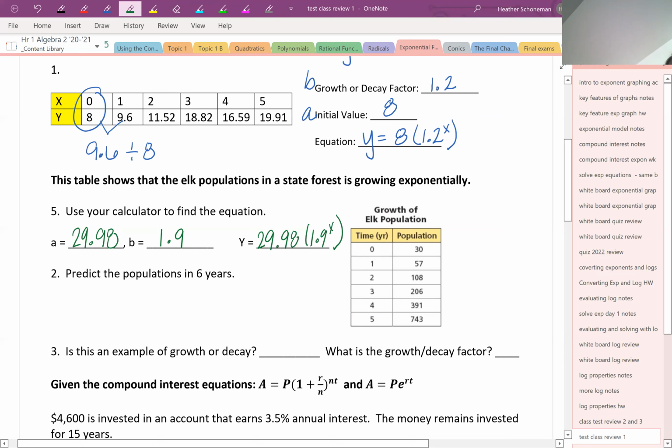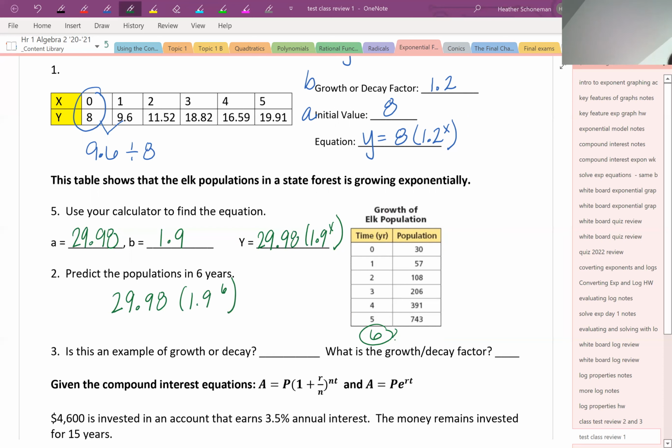So now we need to predict the population in 6 years. So our chart just goes to 5, so we need to figure out 6. So we're going to put 6 into x and solve. So we're going to do 29.98 times 1.9 to the 6th power. So let's put that in our calculator. So we're going to do 29.98 times 1.9 raised to the 6th power. And then we hit enter, and there's our number.